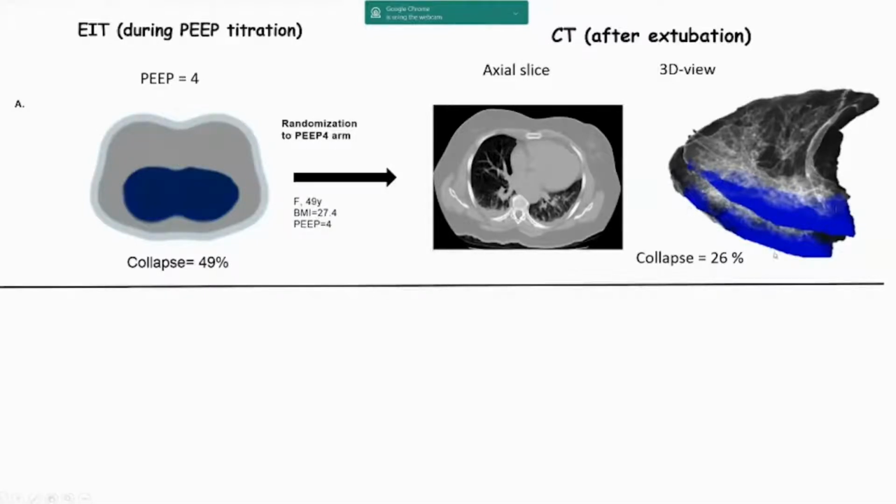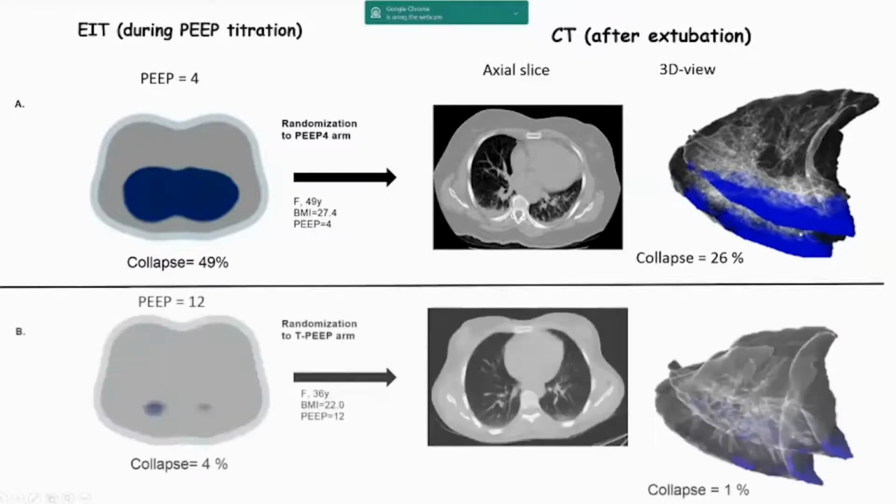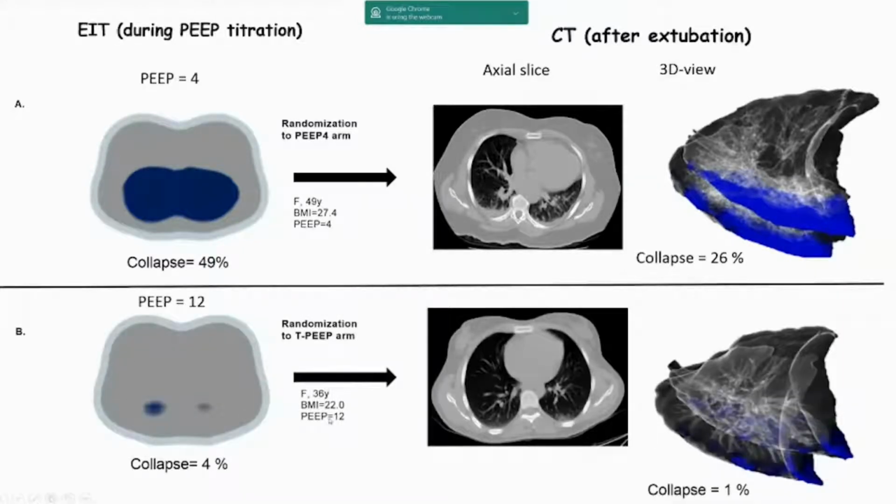This is the CT after extubation from these patients, and we can see all this blue area was collapsed. And when we apply the proper PEEP strategy, we could prevent the collapse happening during surgery, and these patients had a much better lung function.